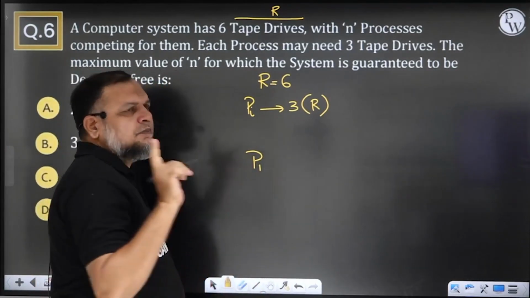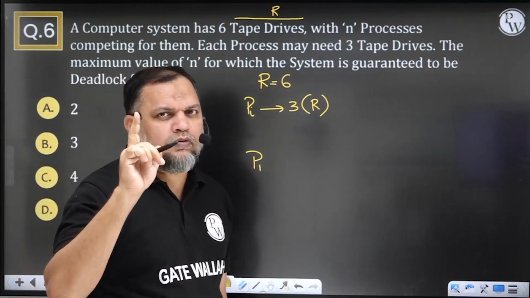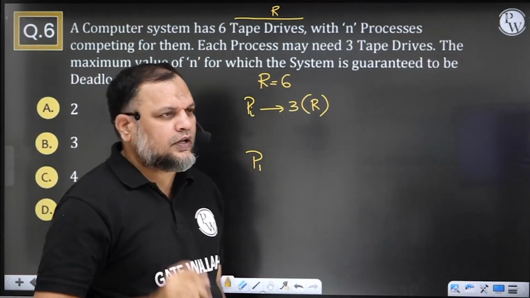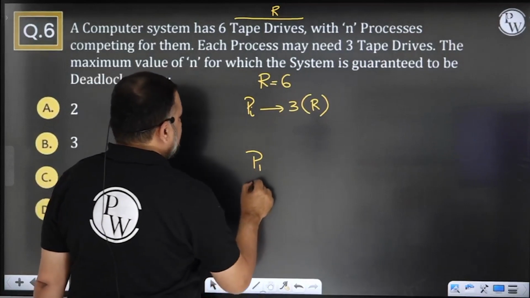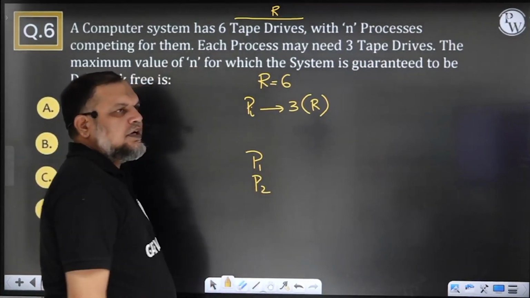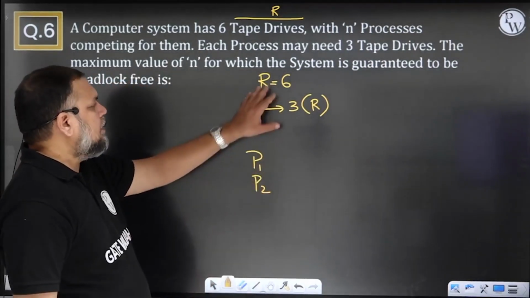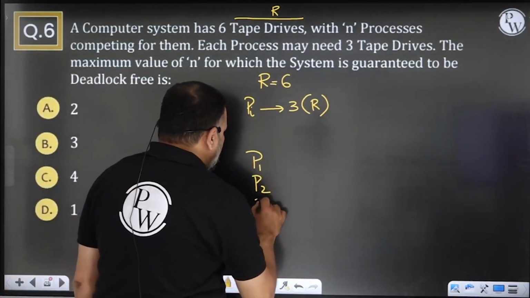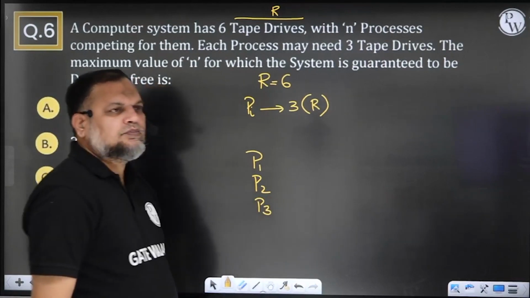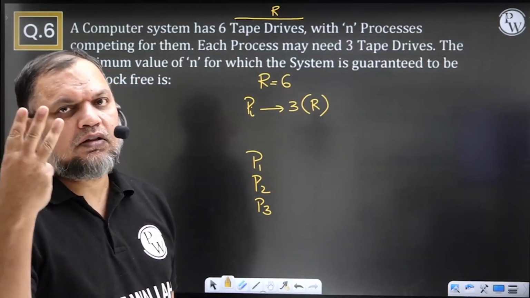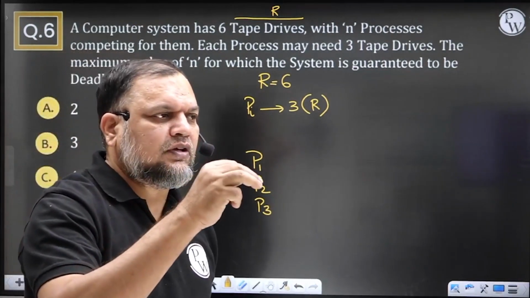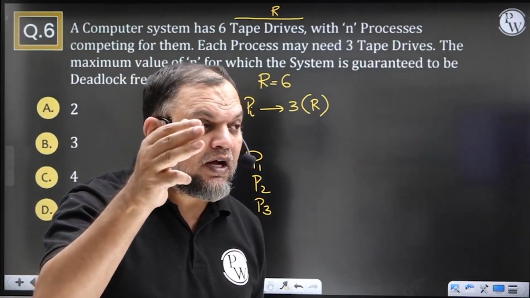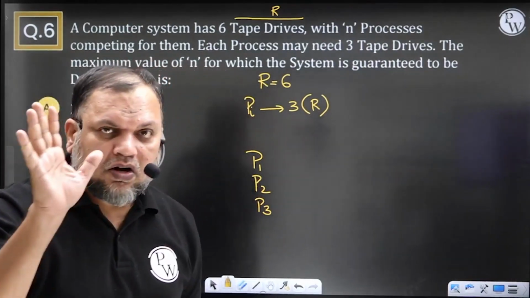If I have only 1 process, boys and girls, can deadlock happen? No sir, it cannot happen. Go for 2 processes, can deadlock happen? No sir, it cannot happen, because if I give 3 copies to both, no deadlock. Sir, is deadlock possible with 3 processes? Come on. 3 processes are there. Every process needs 3 copies of R.